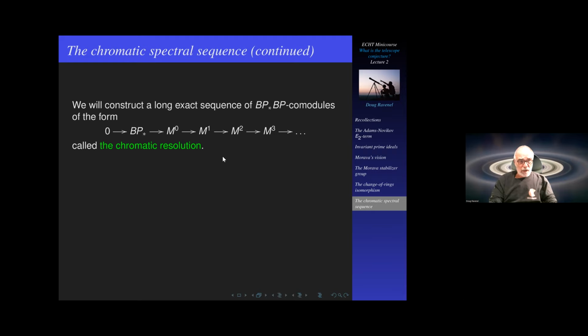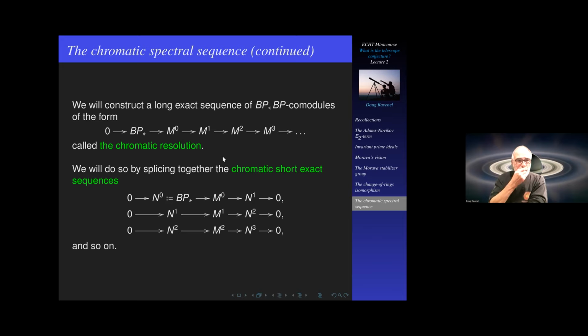Okay, so what is this thing? So I want to construct a long exact sequence, and I'm going to do so by splicing together various short exact sequences that I will use the term chromatic for. So the first one is BP star into M0, which is yet to be defined. And then there's a quotient N1. Then I will map N1 to another gadget, M1, and so on. I'll define various short exact sequences, and you splice them together to get this long exact sequence up here.